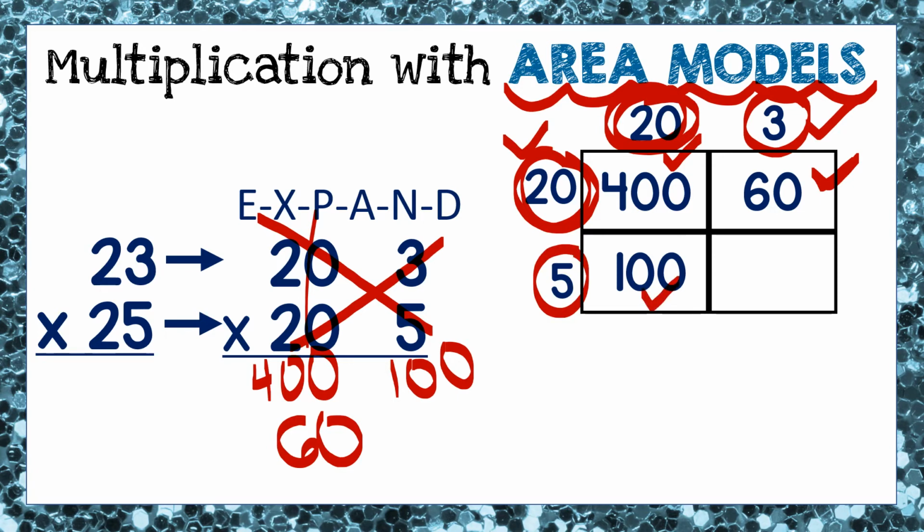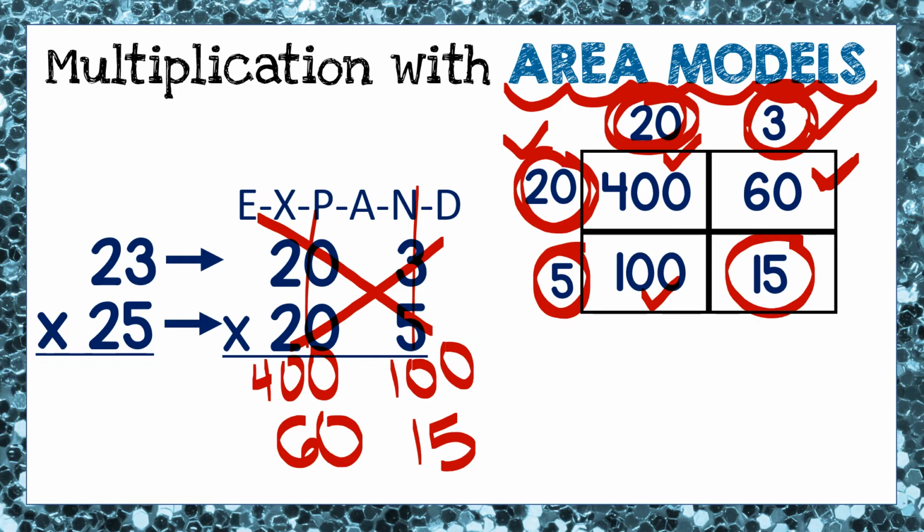And last, I'll multiply 5 times 3. 5 times 3 gives me 15. I'll put 15 in the last empty box inside of my area model because 3 times 5 equals 15.